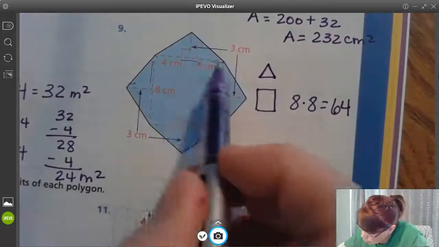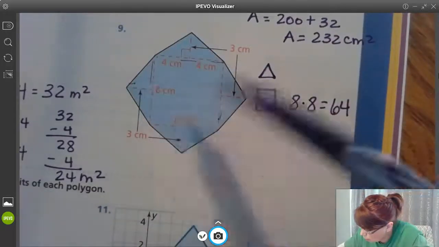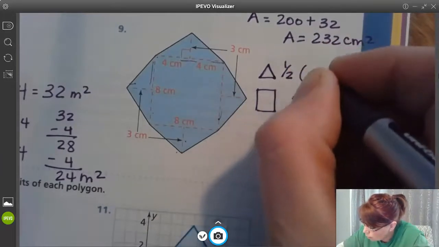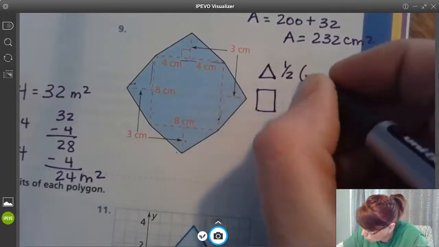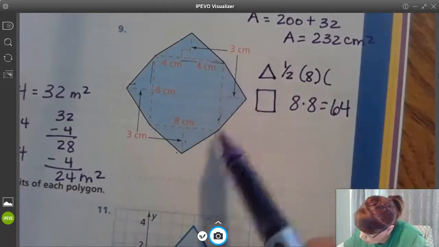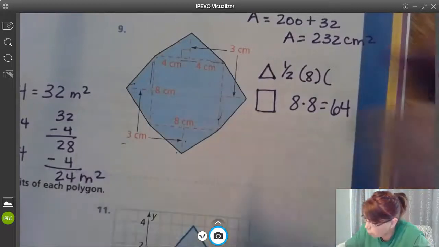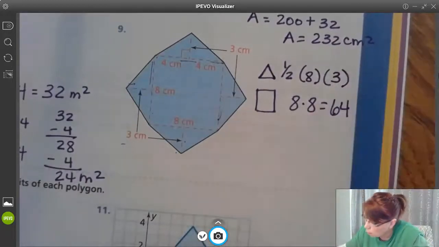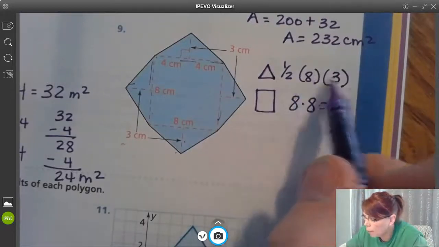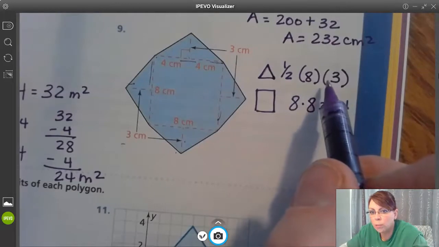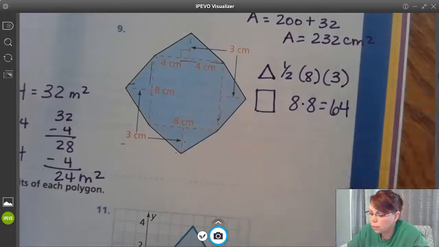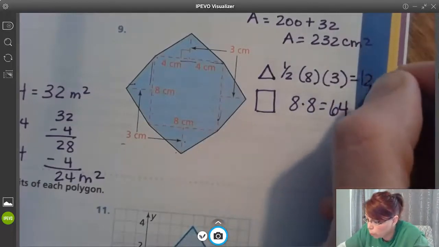And the triangle, let's see, so all the triangle bases are the same. They all sit on a base that is 8. So we have half of the base, which is 8, times the height. And it looks like the height on all of them is 3. All right, so for the triangle, I didn't leave myself much room there. We would do 8 times 3, which is 24. And then divide that in half. So 24 divided by 2 would be 12.